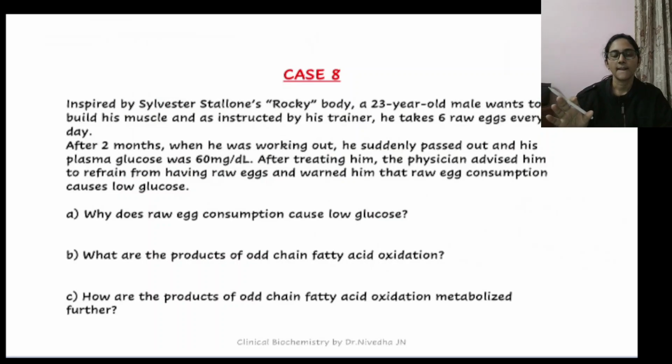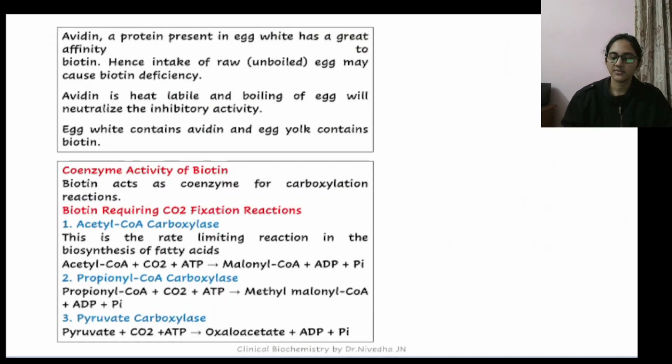You know the answer because we have learnt all about biotin. What are the enzymes for which biotin is a cofactor? All that we have learned, but we have not applied it, is it not? So let's just see. The first question is, why does raw egg consumption cause low glucose? For which I will just take you to the box that you have already learned.